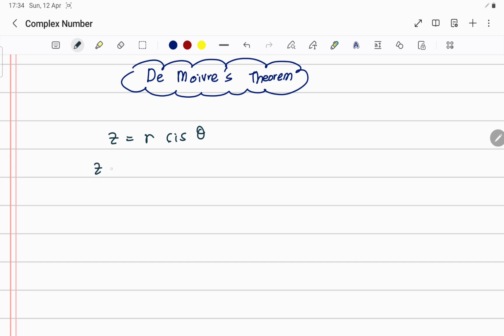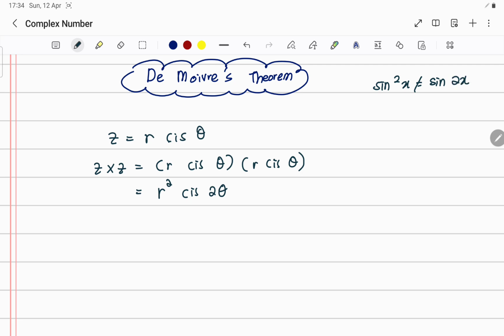z to the power of 2 is z multiplied with z, so it is r cis theta multiplied with r cis theta. When we expand this, you're going to get r squared cis 2 theta. Usually when we have sine squared x, it is not equal to sine 2x, right? The reason is because sine is happening on the y-axis.